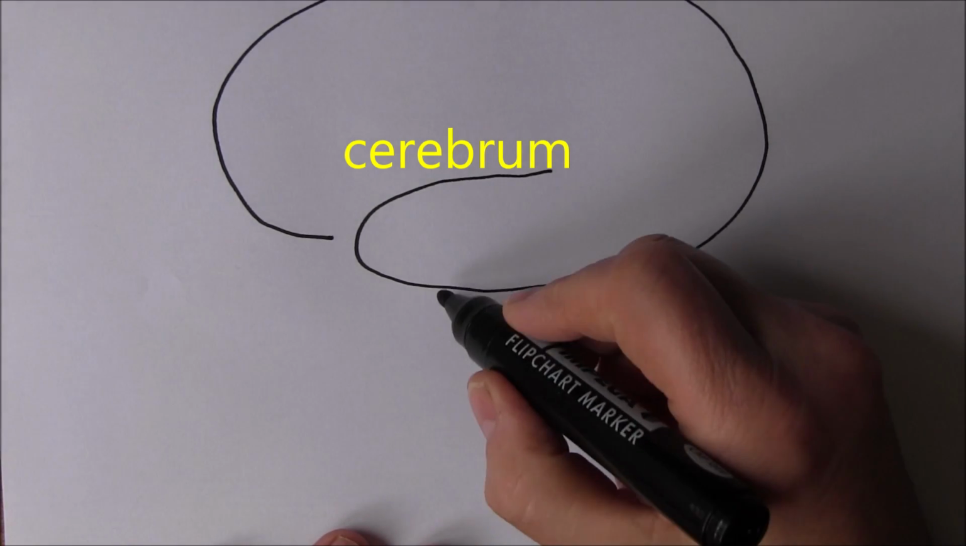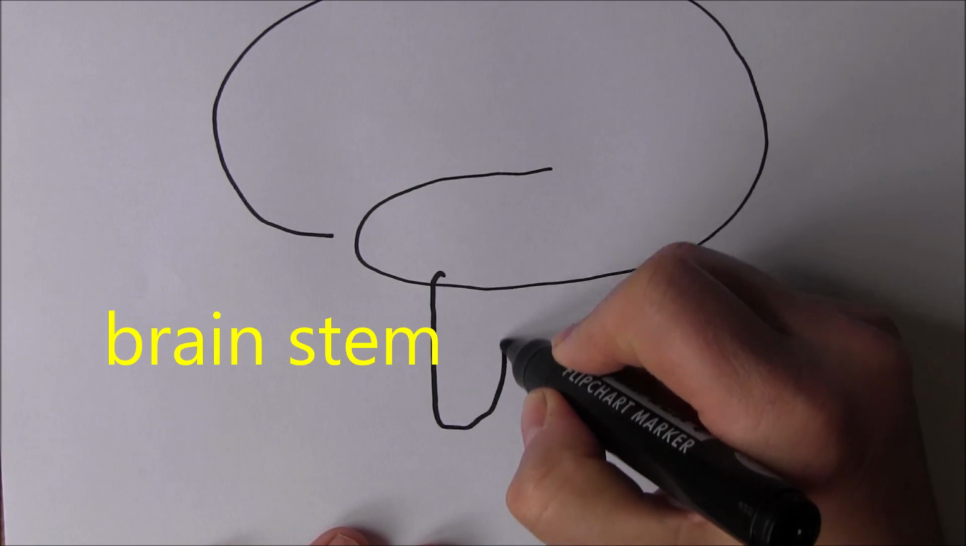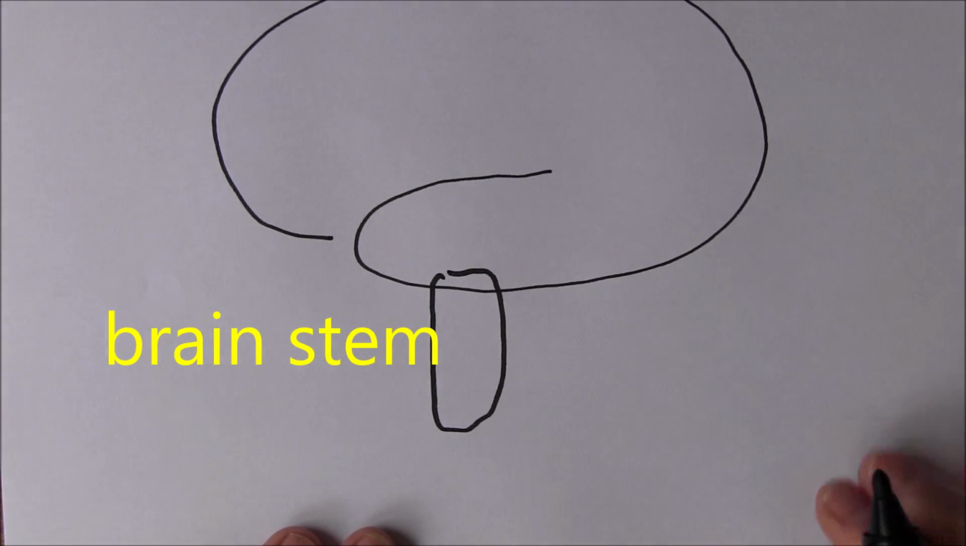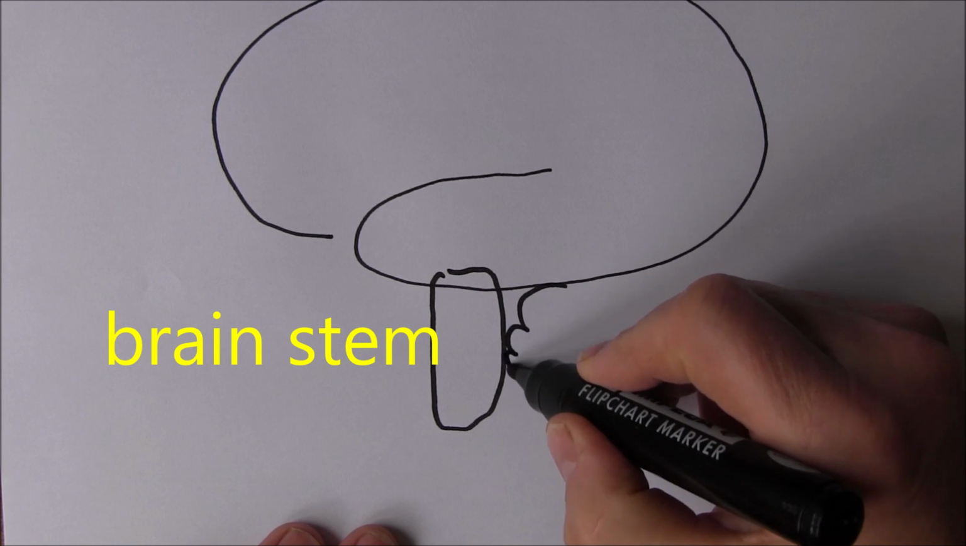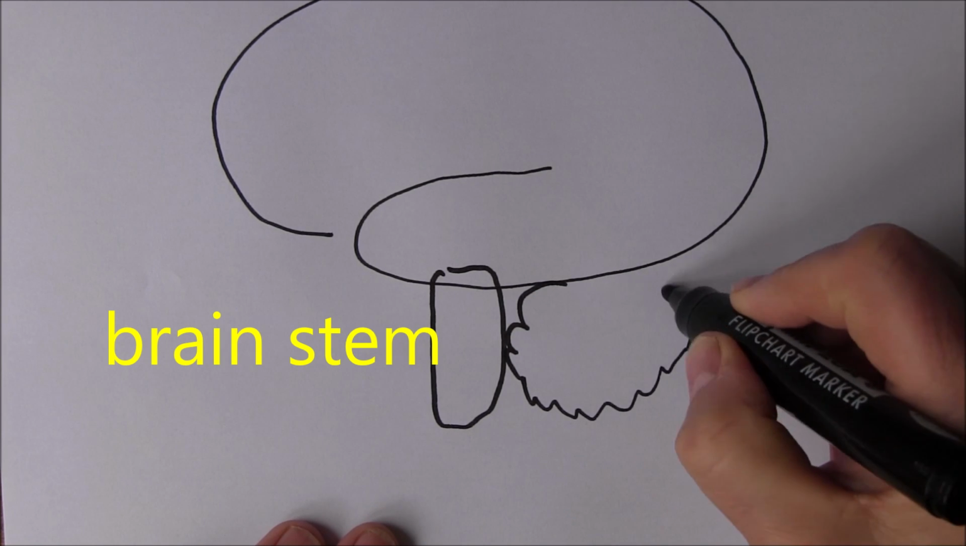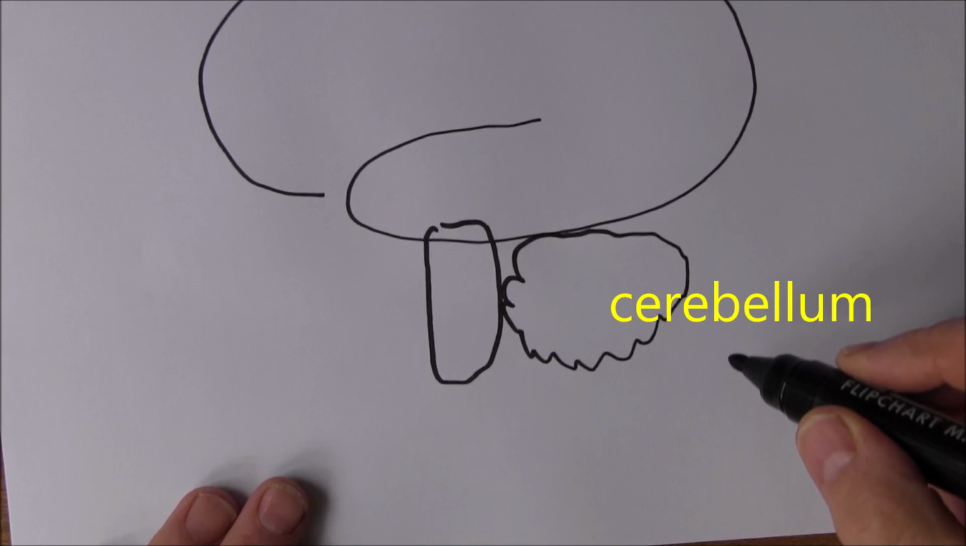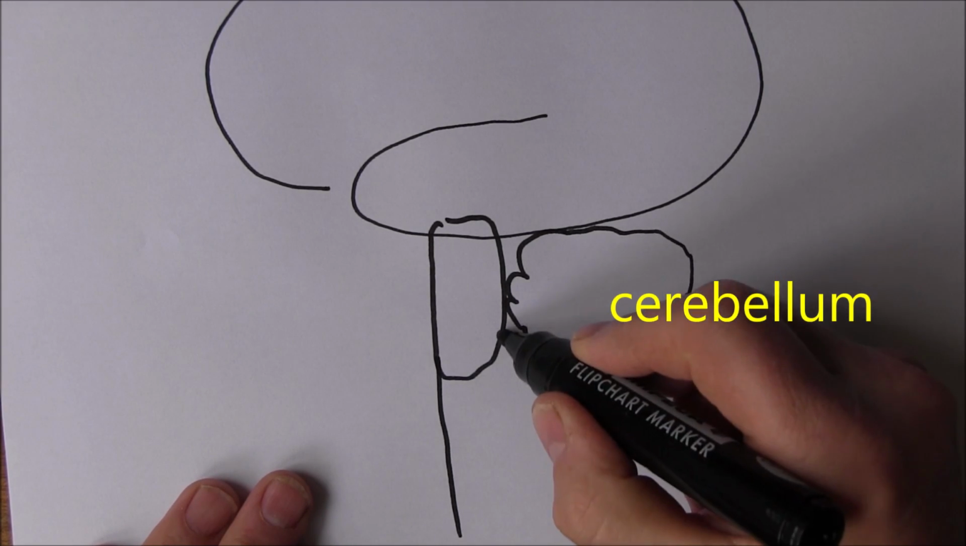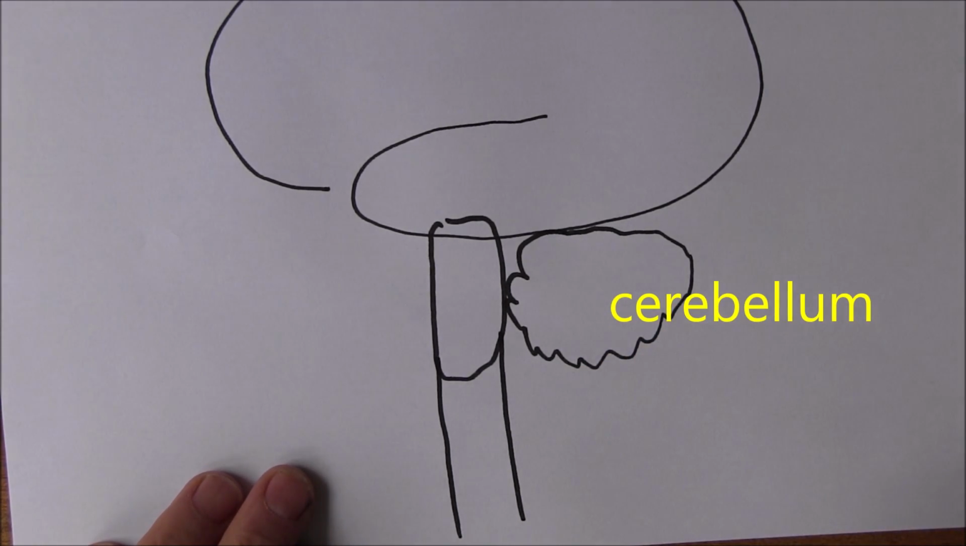Now at the front there's an area called the brain stem here. This is the brain stem. And behind this there's an area called the cerebellum. And the brain stem is continuous with the spinal cord. This is looking at the brain from the side.